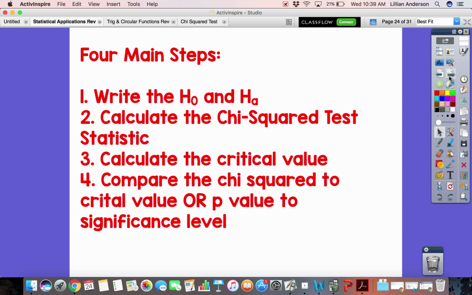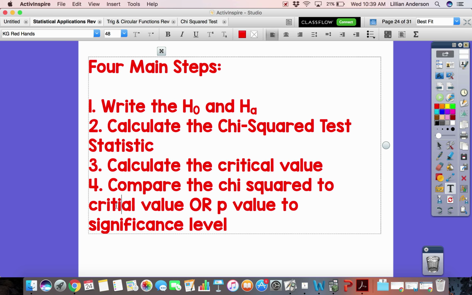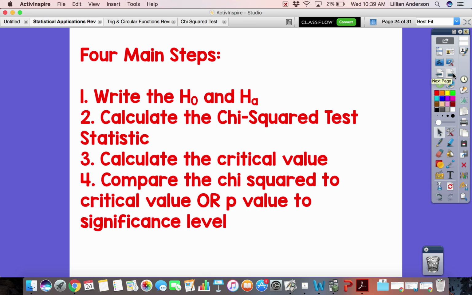You had to calculate the critical value. And then you had to compare the chi-squared test statistic to the critical value, or the p-value to the significance level, basically depending on what you were given in the particular problem. So we'll break them down step by step.